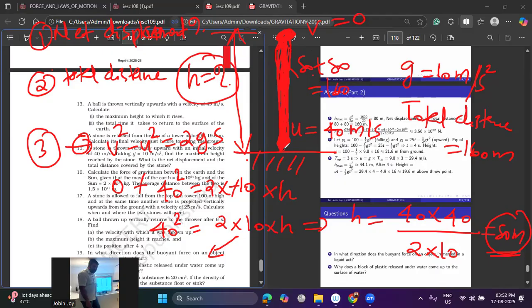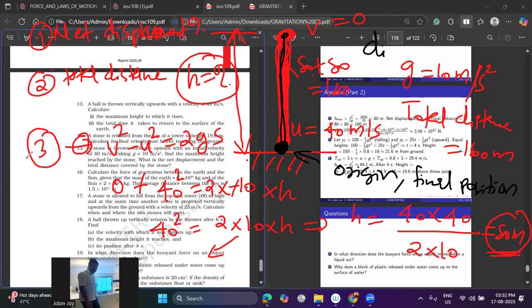So displacement, you need an origin, a reference point. So this is my reference point. This is my origin. So the ball starts from here and it reaches here and then returns to the same position. That means this is the origin and this is the final position. So displacement means the distance between the final position and the initial position. So displacement is equal to what? So here displacement is equal to 0.